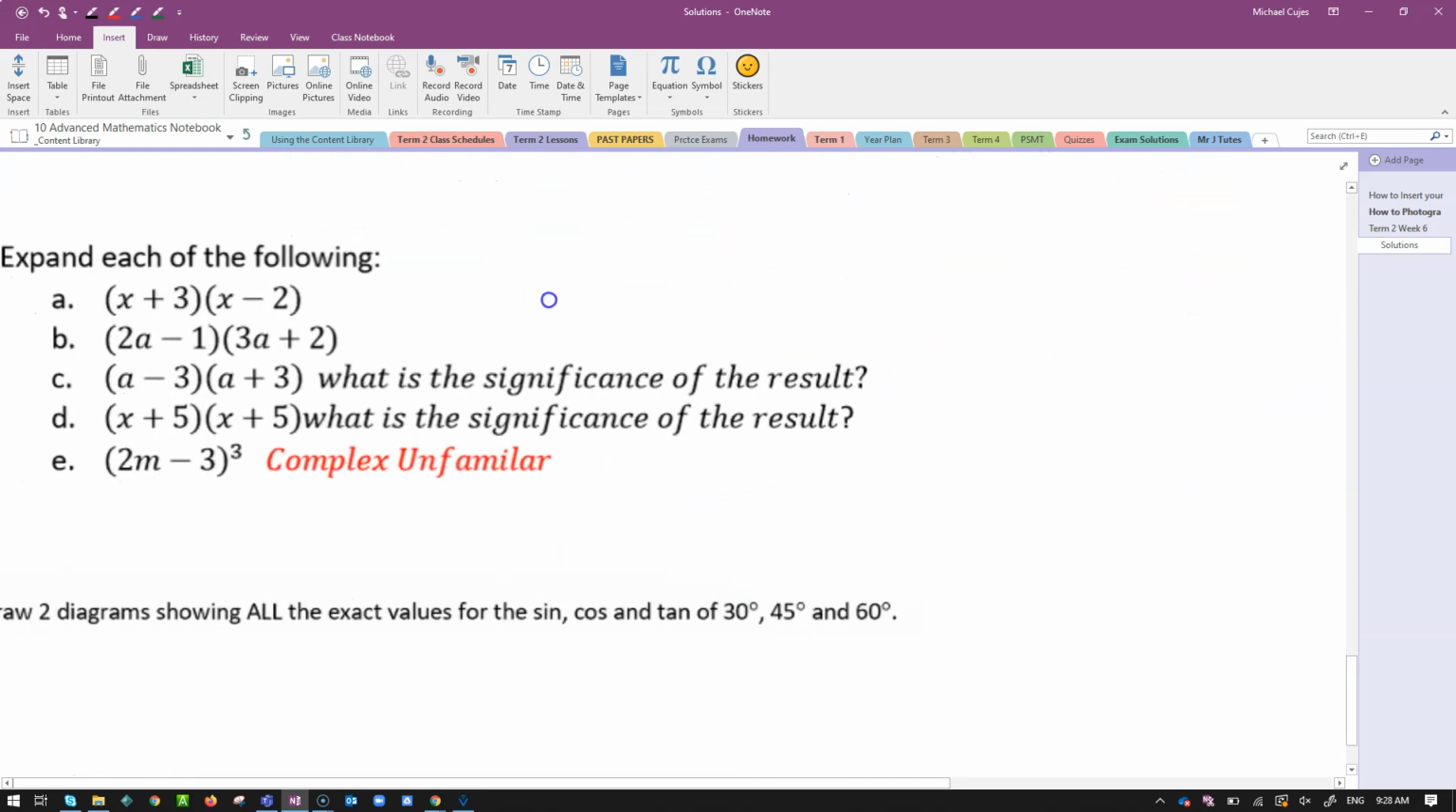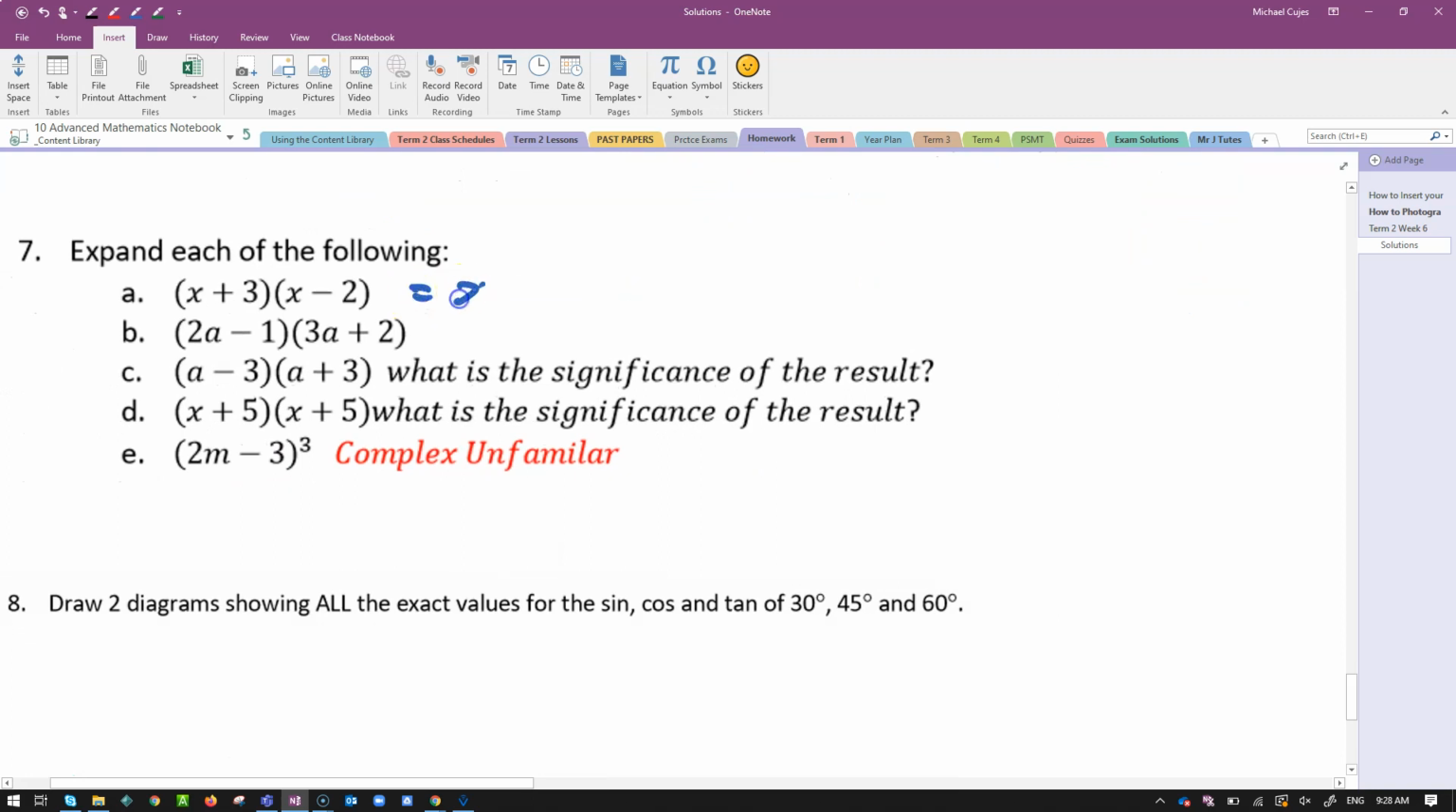Oh, we're cranking it up here. Expand the following. x squared. You could put this extra line in between where you go plus 3x minus 2x, but I'm just going to do that in my head and go plus x minus 6. Done.